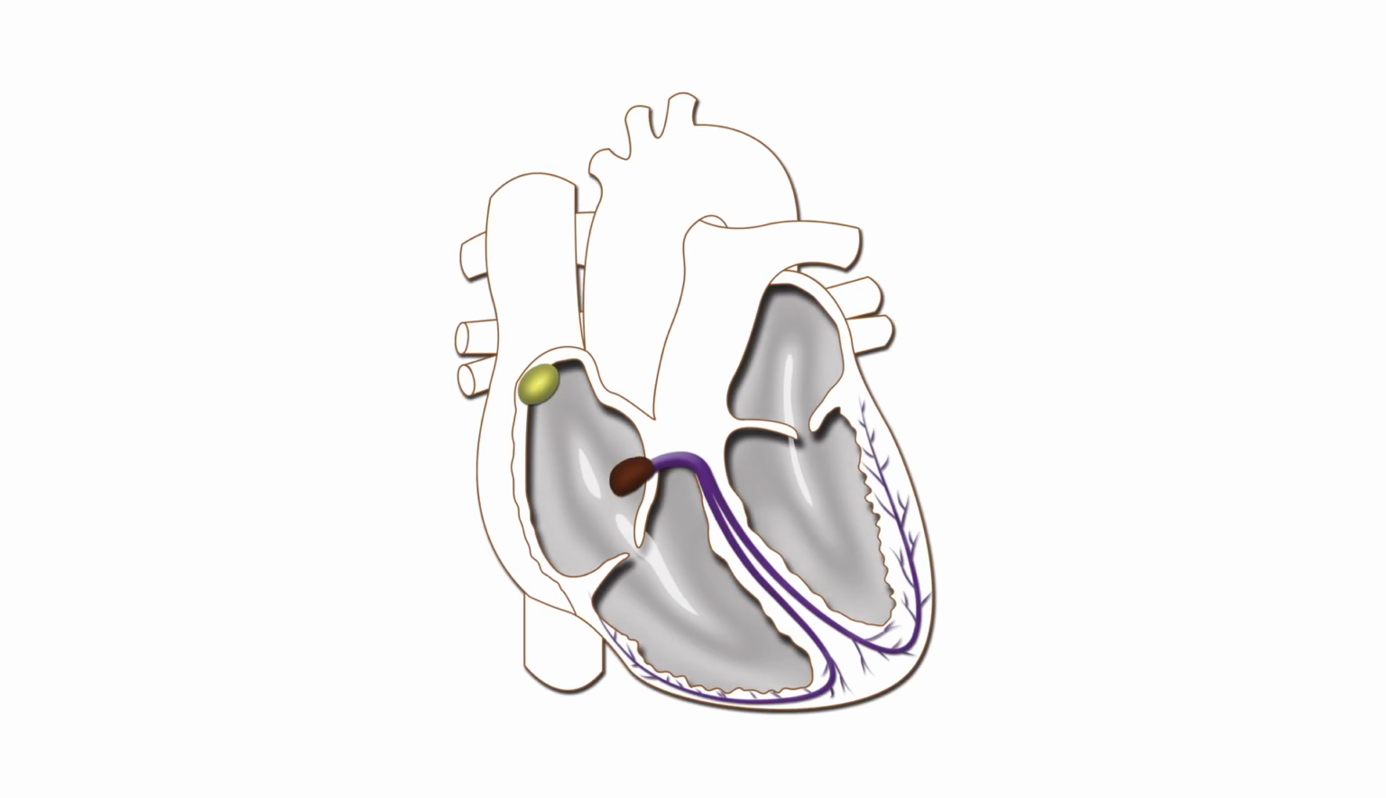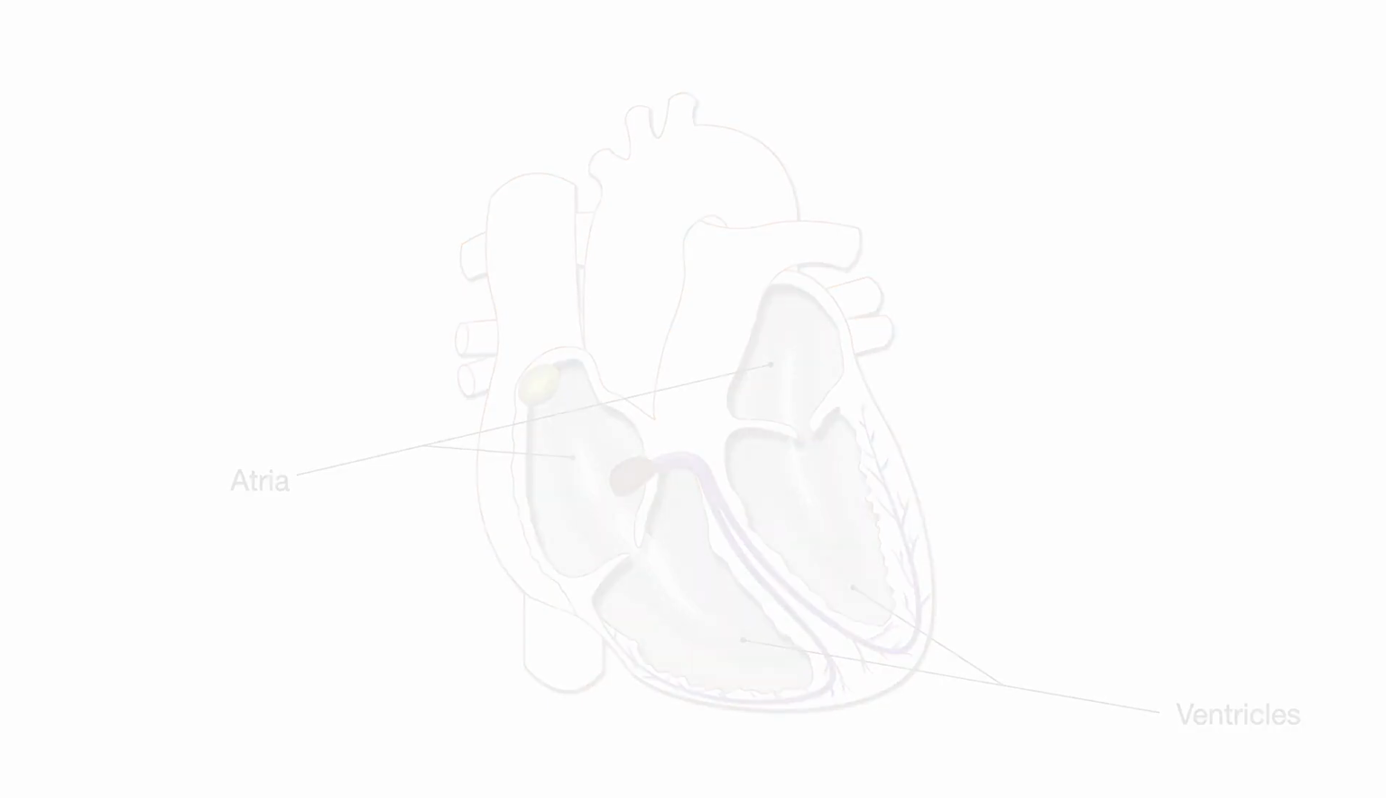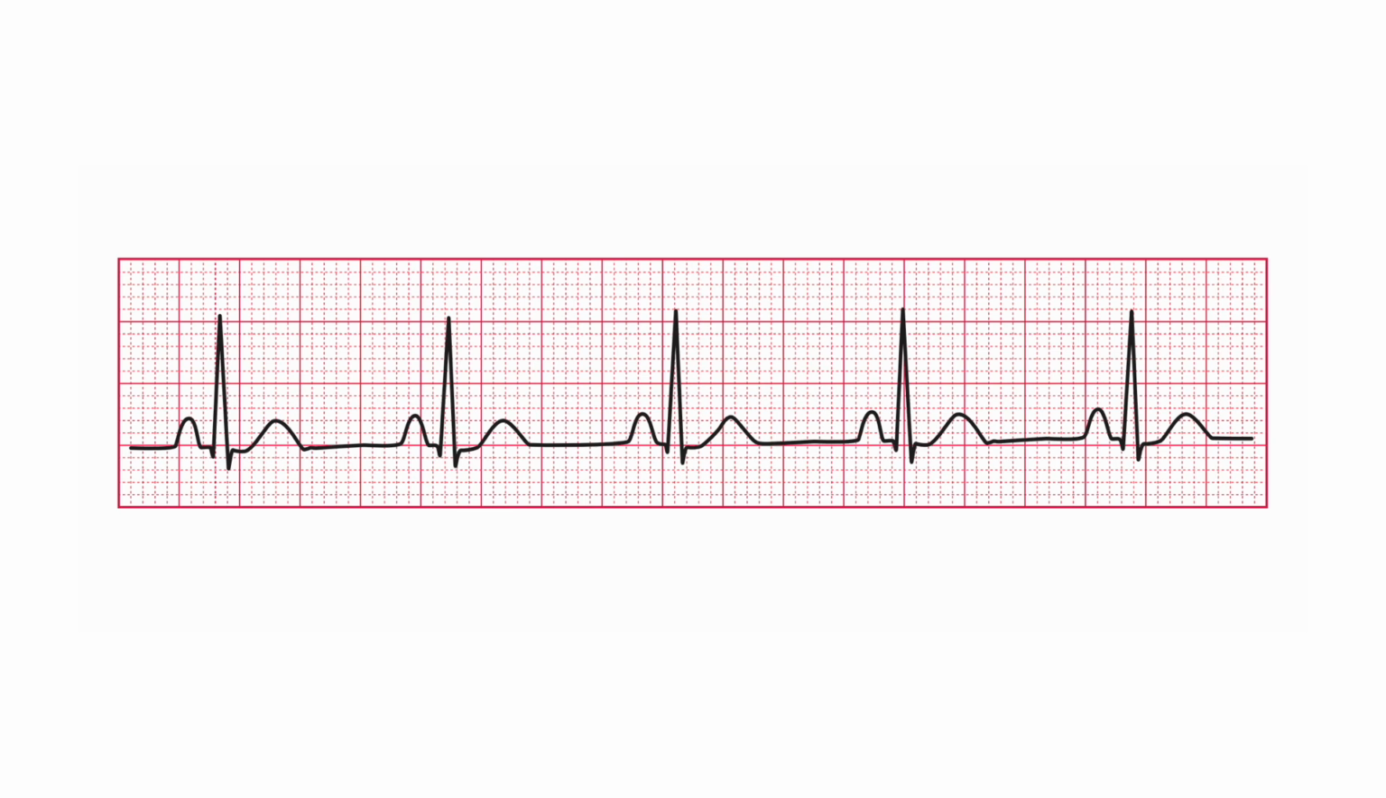Atrioventricular or AV blocks are caused by disturbed conduction of the cardiac impulse from the atria to the ventricles. When a cardiac impulse is conducted normally from the atria to the ventricles, a QRS complex follows each P wave in a 1-to-1 relationship. In second-degree AV block, however, there is intermittent failure of a P wave to be conducted to the ventricles. In other words, there are occasional P waves not followed by a QRS complex. These non-conducted P waves can be called blocked P waves.